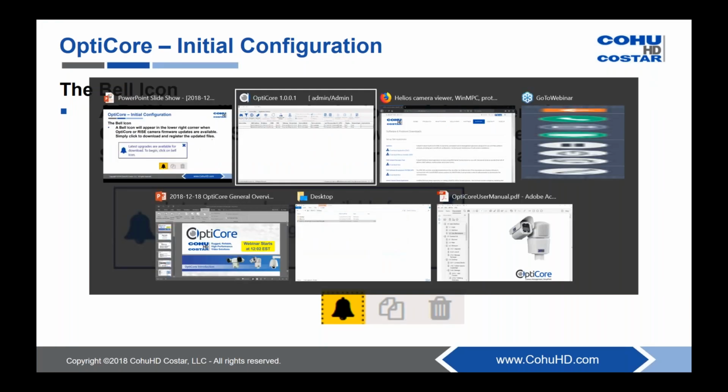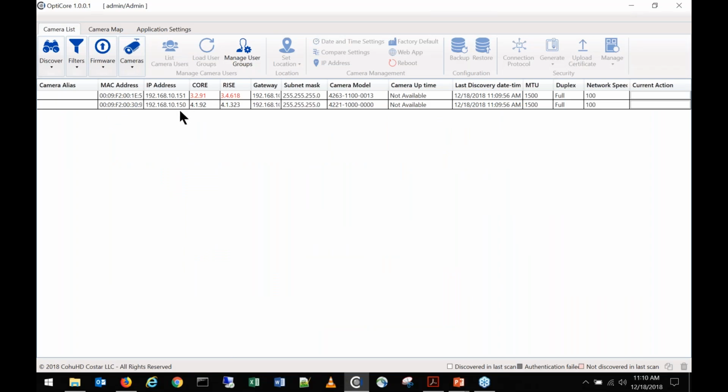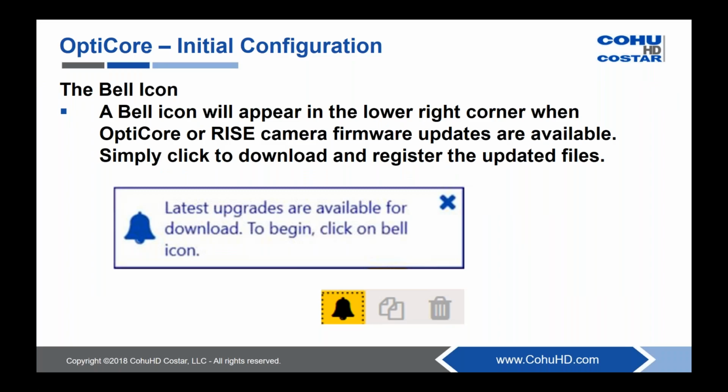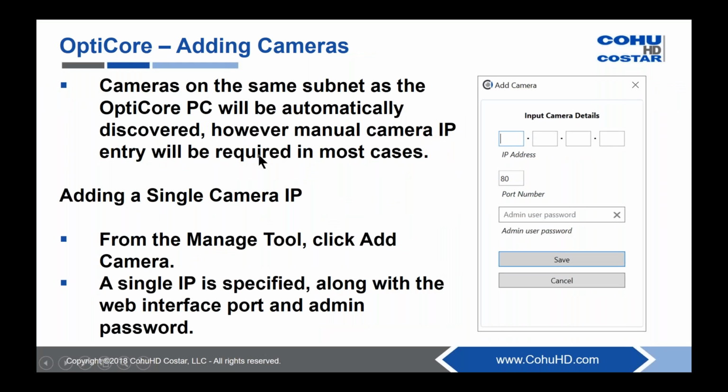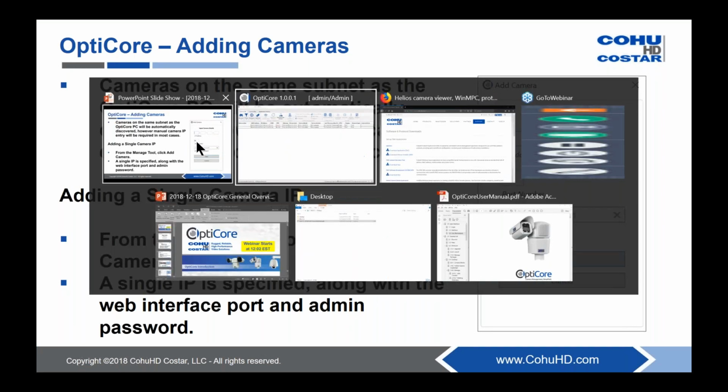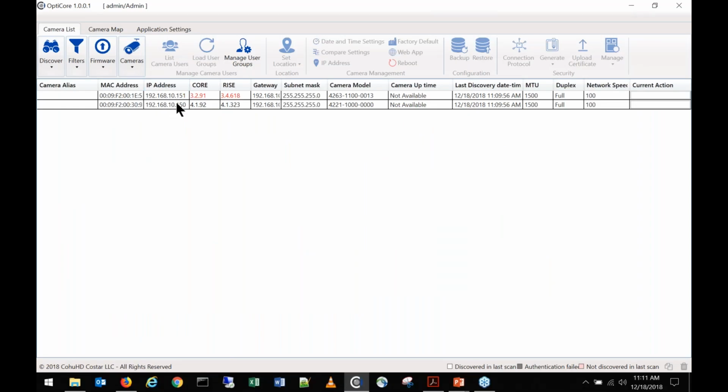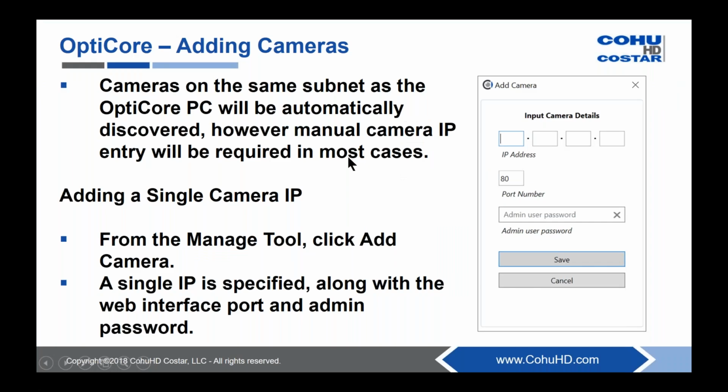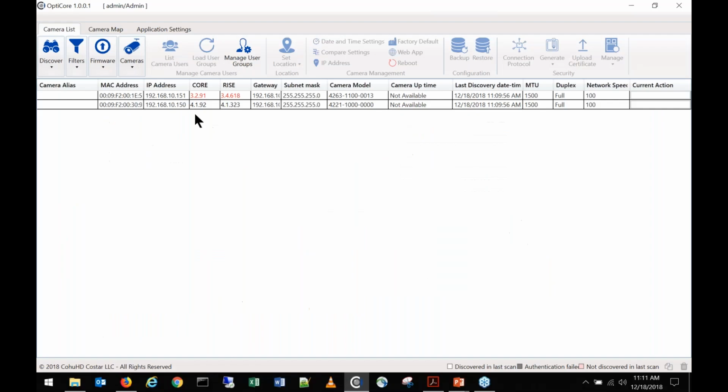Okay, so that download is done. You can see that the latest files have been downloaded. That bell icon won't be present unless there's an update available. As we mentioned, cameras on that same subnet, in this case my local subnet, 192.168.10, have been automatically discovered. However, we realize that most everyone's installation won't have the cameras in the same subnet as the desktop PC. So we can add cameras, and we can add cameras a few different ways.